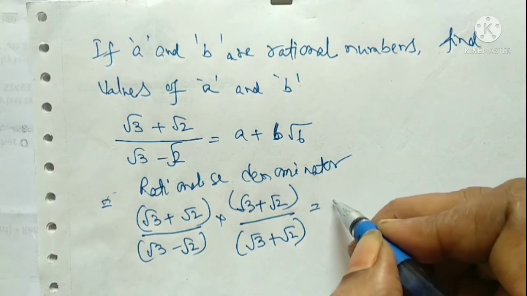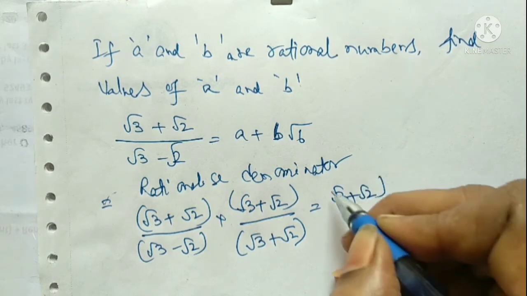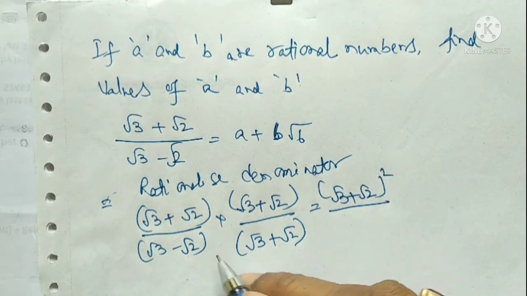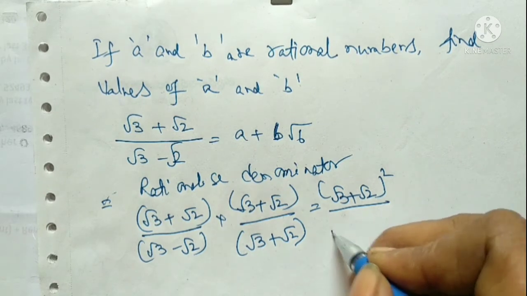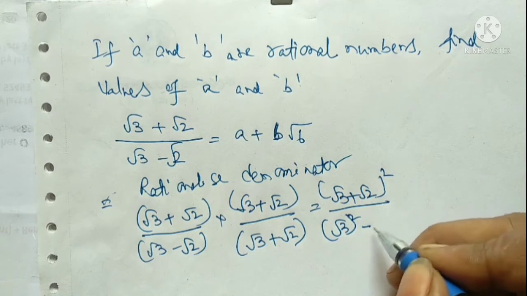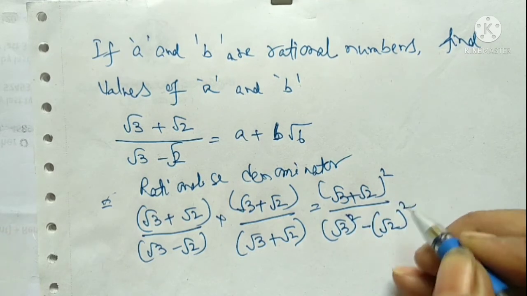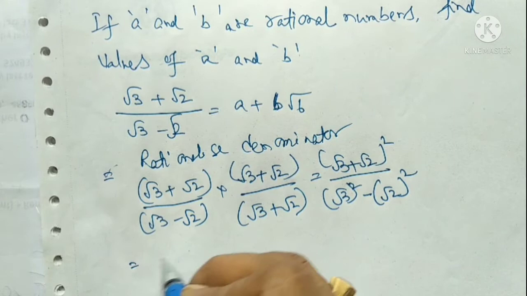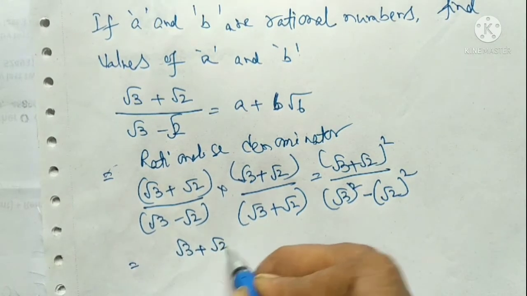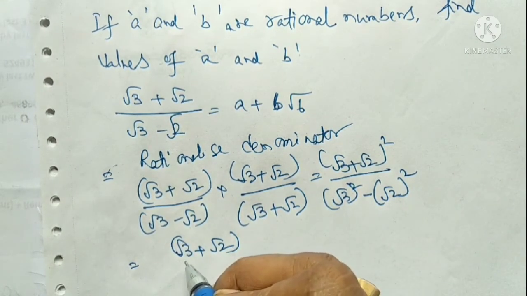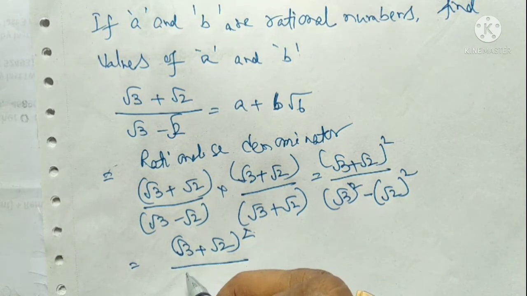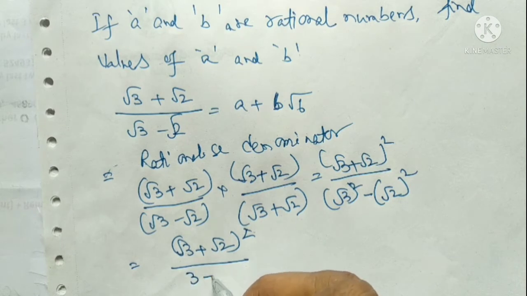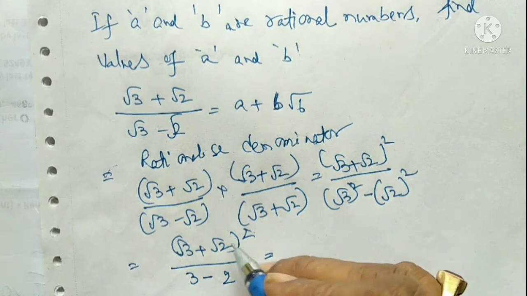Then the numerator is root 3 plus root 2 whole square, and the denominator is a minus b into a plus b, that is a square minus b square. Its value will be root 3 plus root 2 whole square by root 3 square, which is 3, minus root 2 square, which is 2.